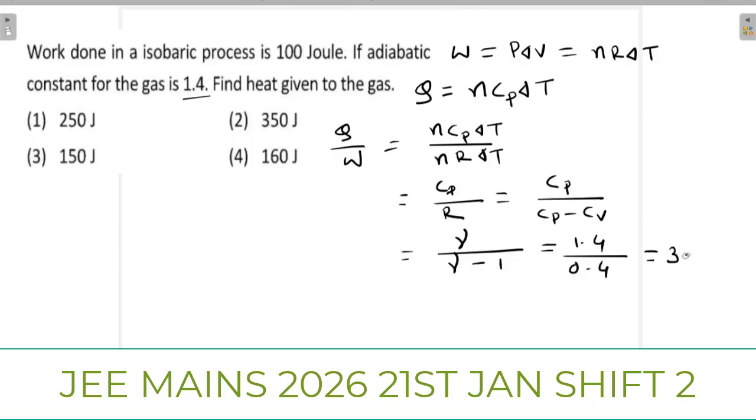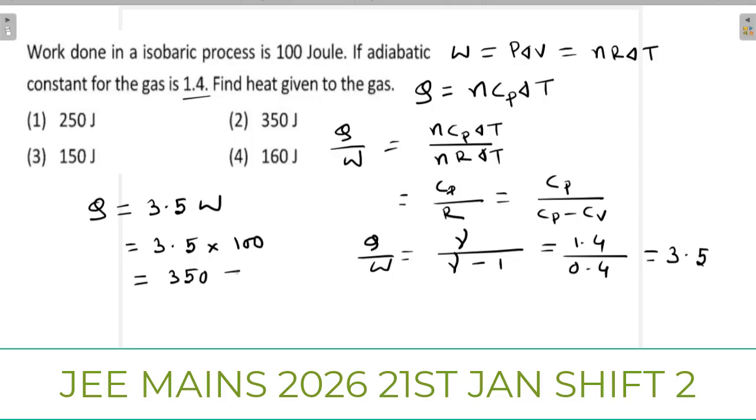This is equal to 3.5. So Q by W is 3.5, or Q is equal to 3.5 W. Now the work done is 100 joule, so that is 3.5 into 100, that is 350 joule. So the heat given to the gas is 350 joule, that is option 2 is the correct answer.